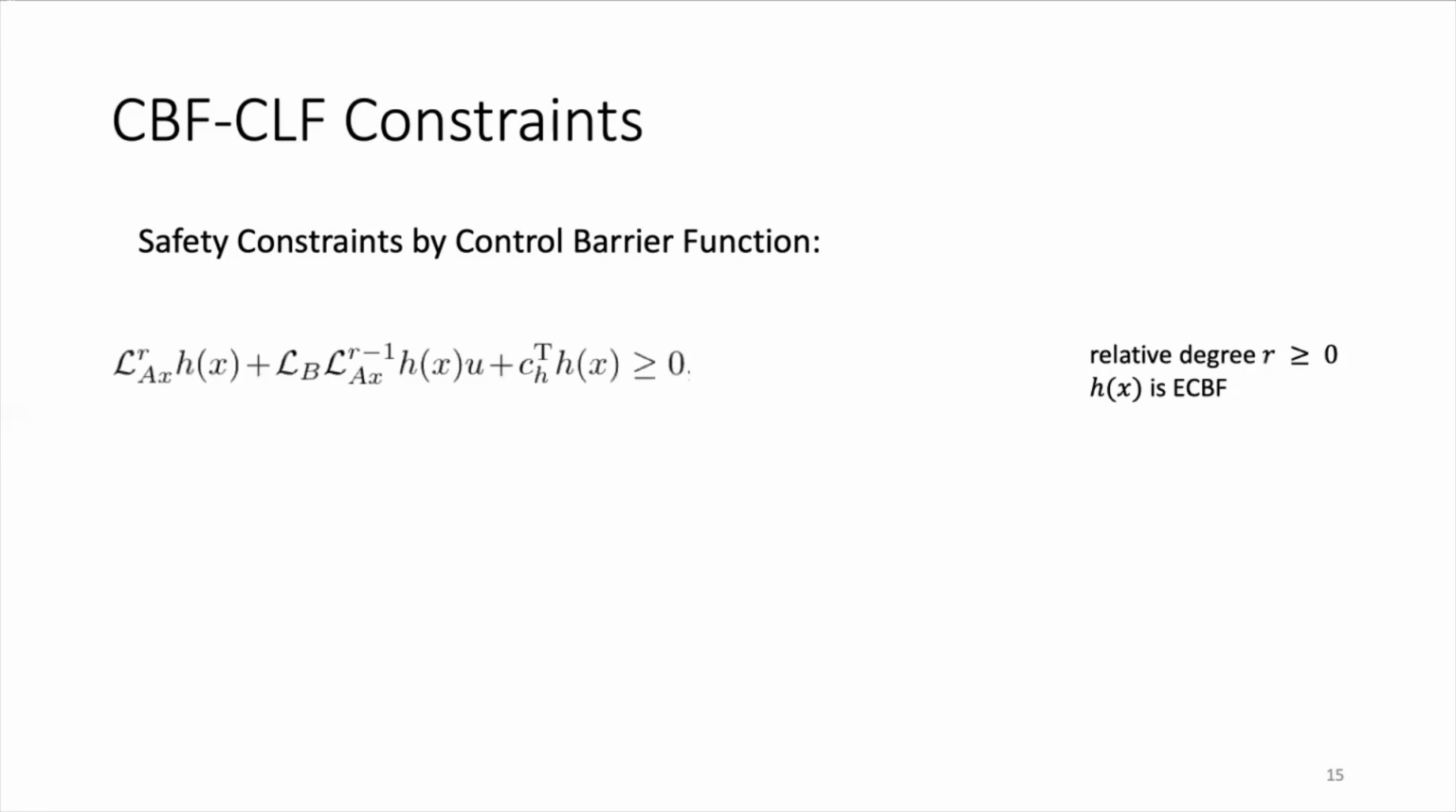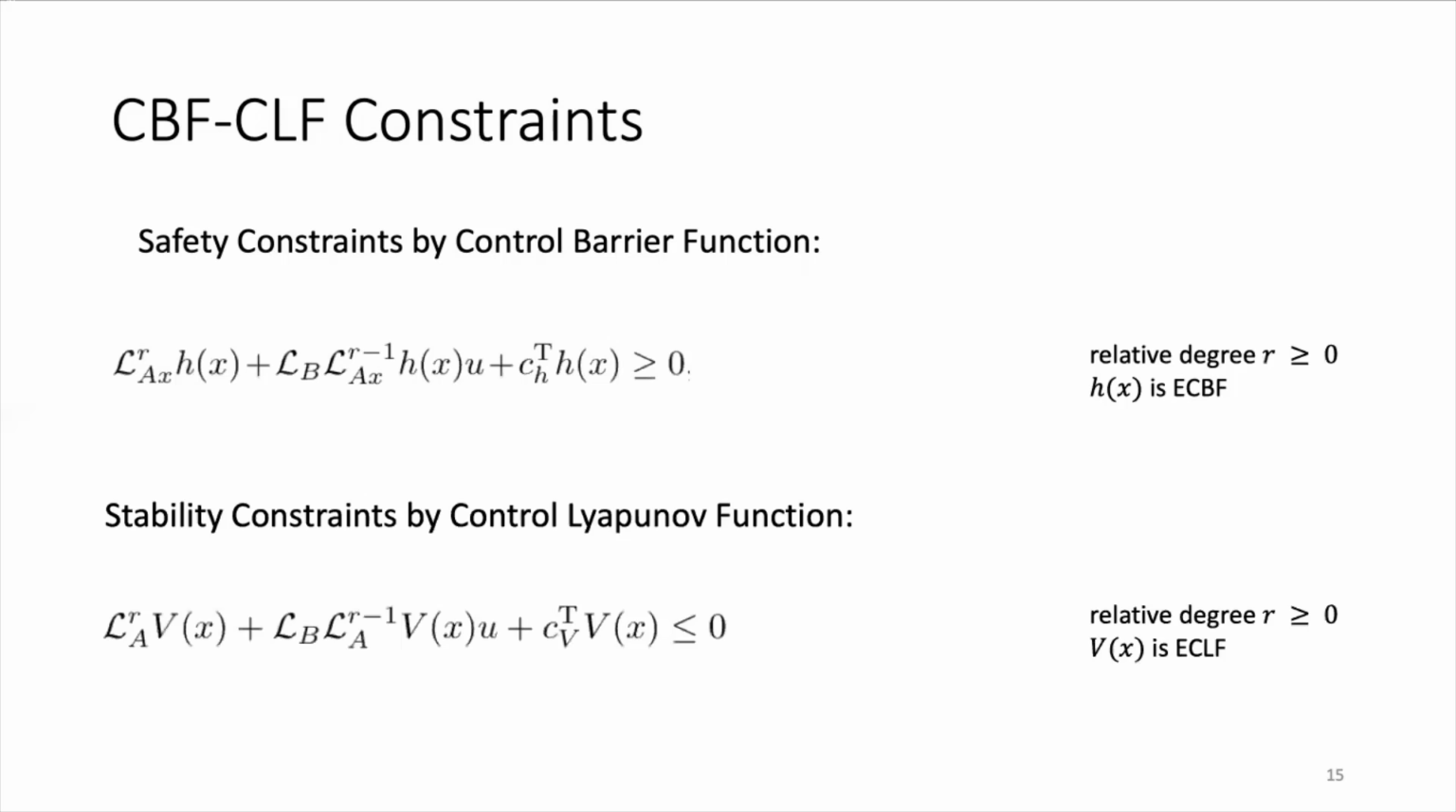Barrier function h is an exponential control barrier function if there exists a constant c_h and controller u that satisfies the control barrier function constraints to guarantee safety. On the other hand, we assume we have a differentiable Lyapunov function V(x). If there exists a constant c_v and controller u that meets the control Lyapunov function constraints, then V(x) is an exponential control Lyapunov function and guarantees stability.